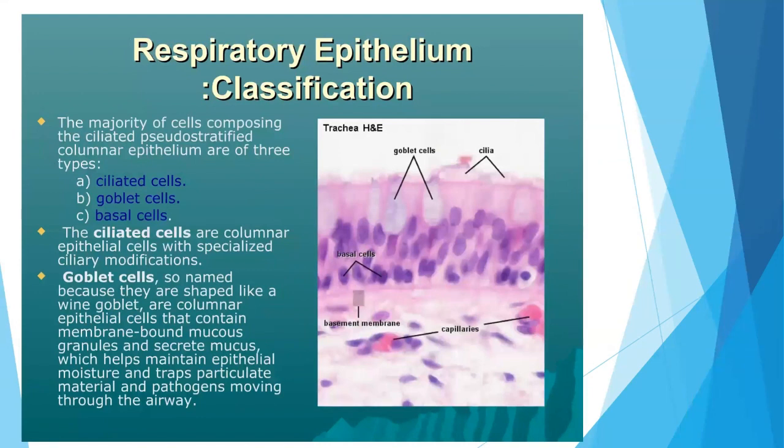Now, the majority of cells composing the ciliated pseudostratified columnar epithelium are of three types: ciliated cells, goblet cells, and basal cells. The ciliated cells are columnar epithelial cells with a specialized ciliary modification. Goblet cells, so named because they are shaped like a wine goblet, are columnar epithelial cells that contain membrane-bound mucous granules and secrete mucus, which helps maintain epithelial moisture and traps particulate material and pathogens moving through the airway. Here we can see the goblet cells which secrete the mucus, the basal cells, and the cilia.